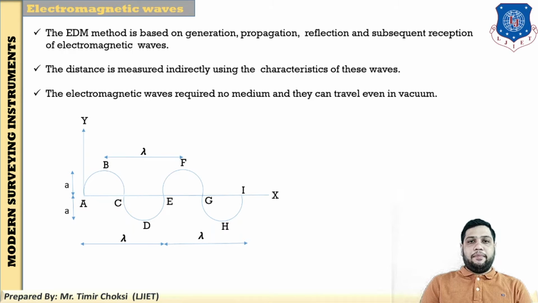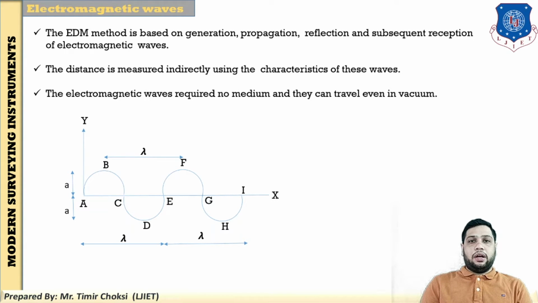So EDM, electromagnetic distance measurement, is based on the path of waves. First, waves are generated, then propagated, then reflected from the object, and last is the reception of this wave. Now the distance is measured indirectly using the characteristics of this wave. You know that our main goal is to find the horizontal distance as well as the vertical distance. So in EDM, the distance is measured by an indirect method using the characteristics of this wave.